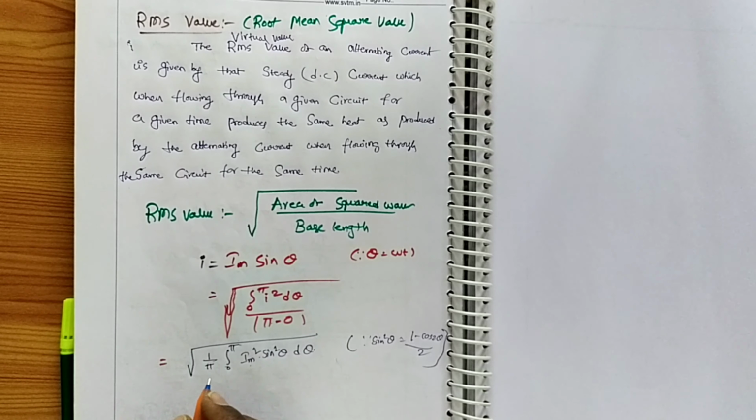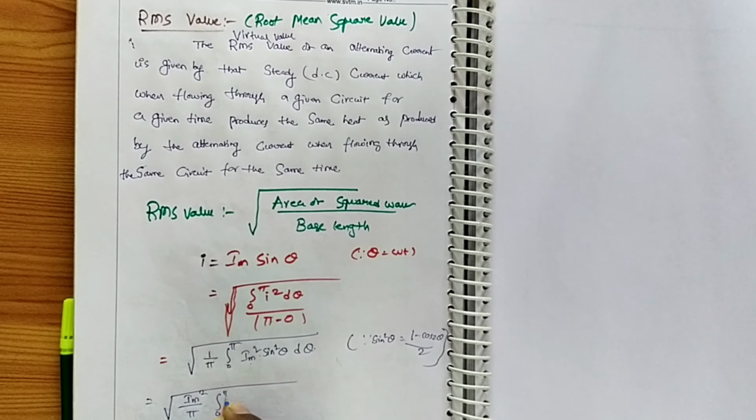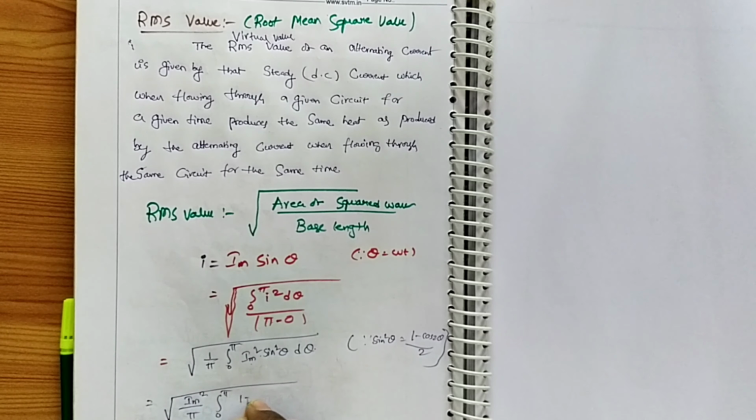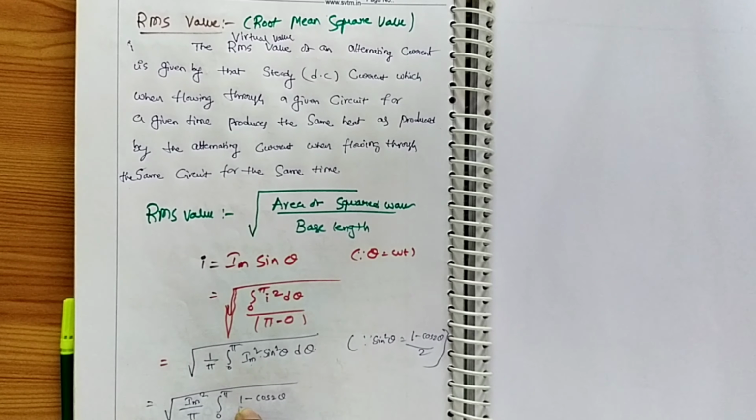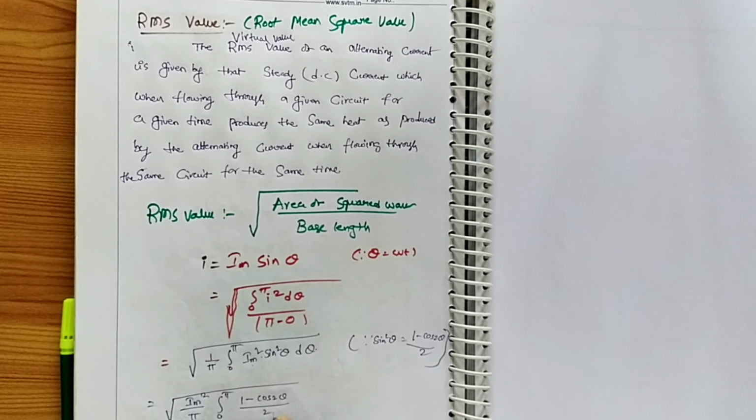Substitute that here. Now move this out of the integral: Im square by pi, integral 0 to pi, 1 minus cos 2 theta by 2 into d theta. We can write like this. Now do the integration of this.